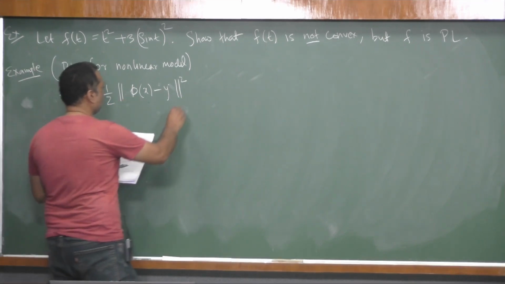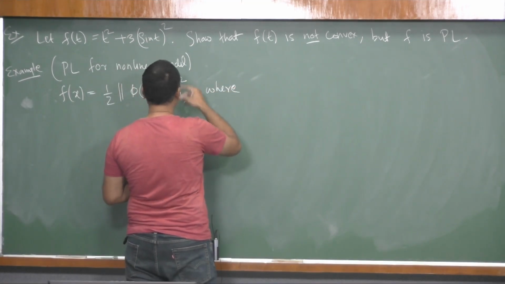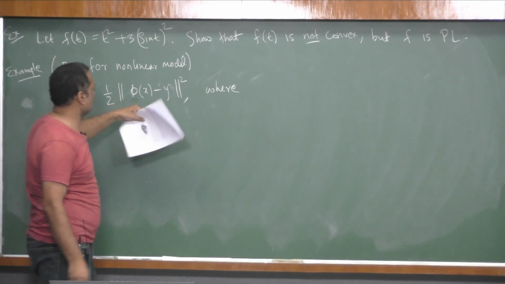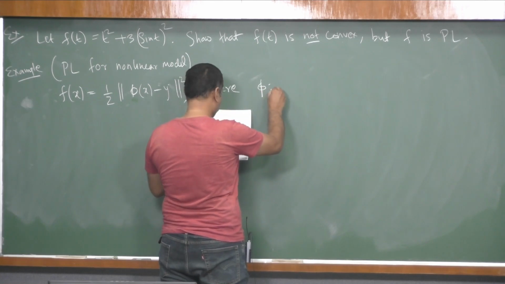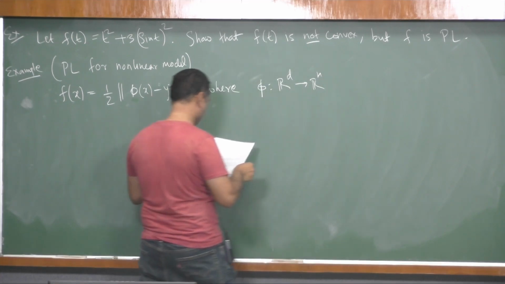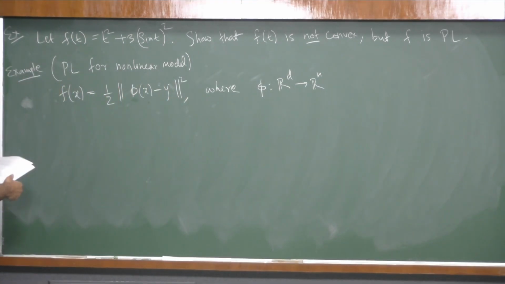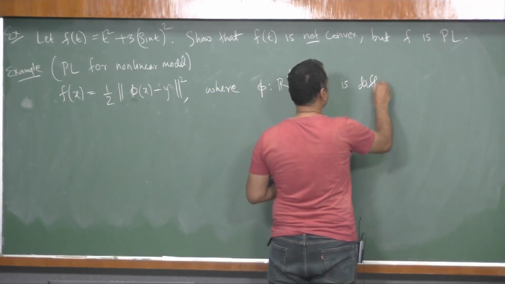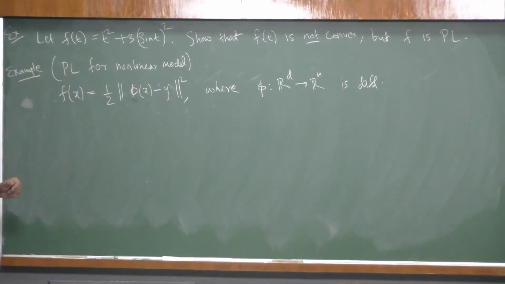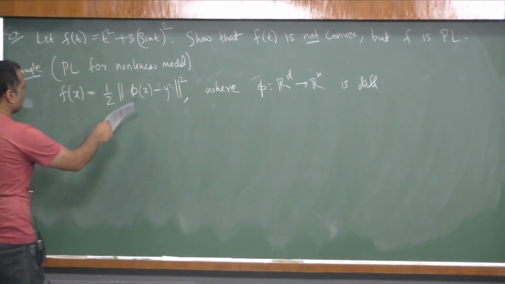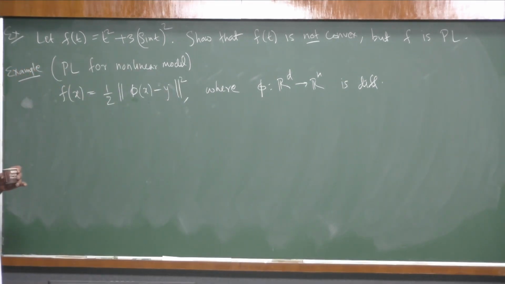How will PL condition look like in this case? By nonlinear I mean you can use some perceptron here. If you are familiar with perceptron, you can think of that. So phi from R d to R n is assumed to be differentiable. The moment I say differentiable, you are left with smooth activation functions. If this is a perceptron, then go with sigmoid, tanh. These are differentiable. You are not allowed ReLU, for example.